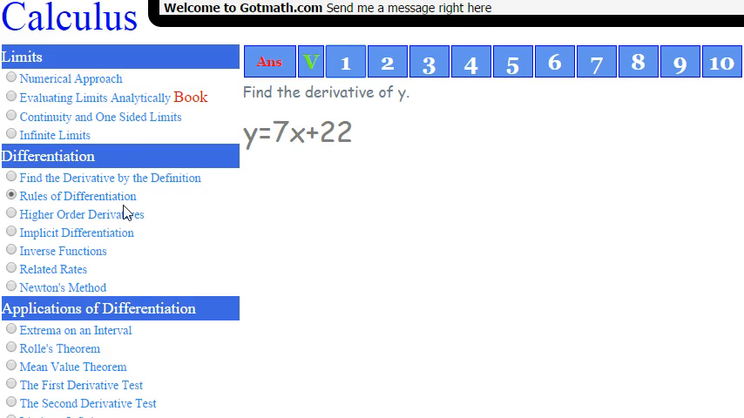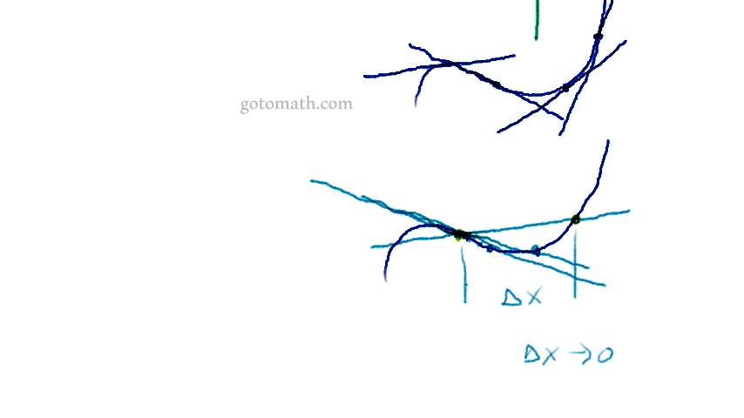We're under the rules of differentiation, and this is the section here that we are in. So let's move over to the whiteboard. Let's clear out the previous mess that I always forget to do.